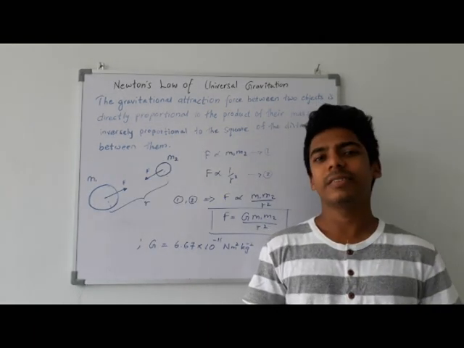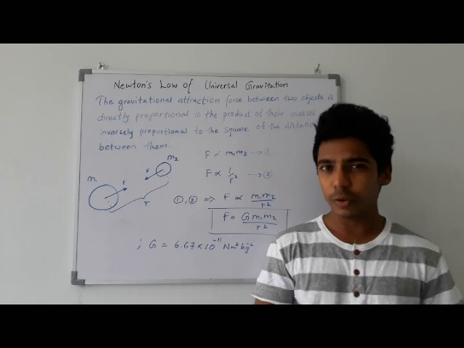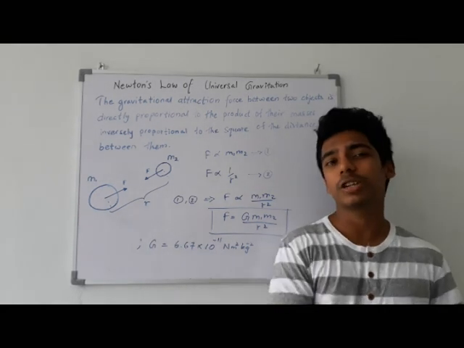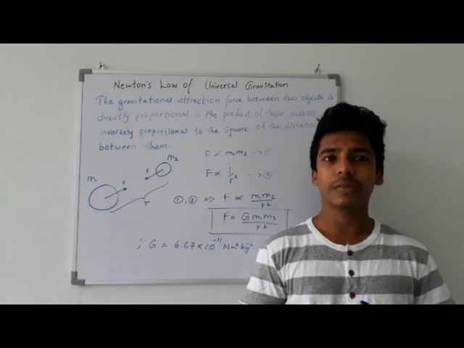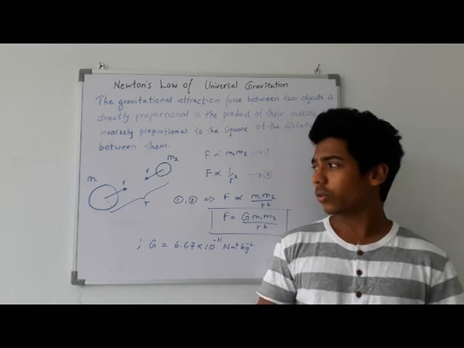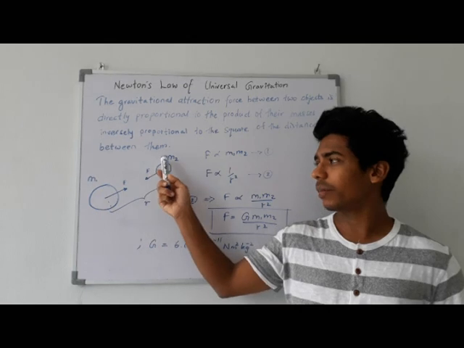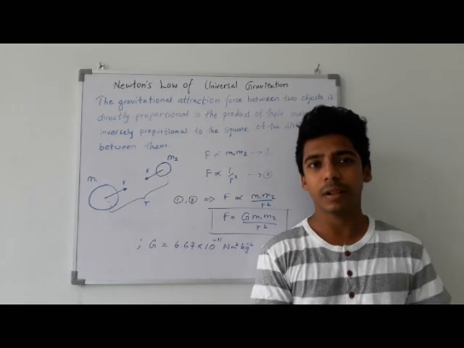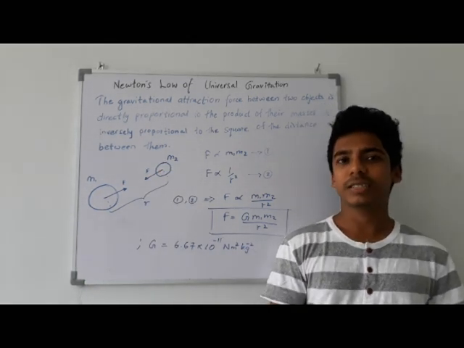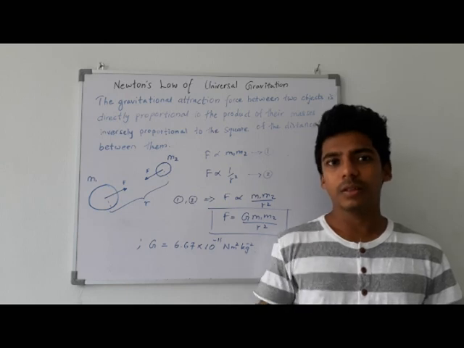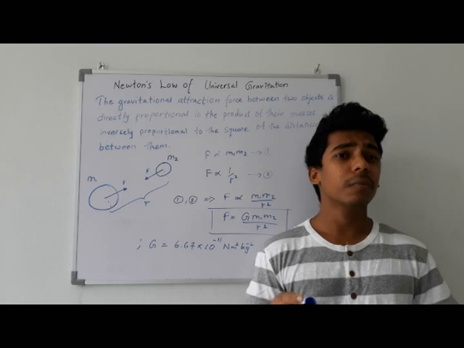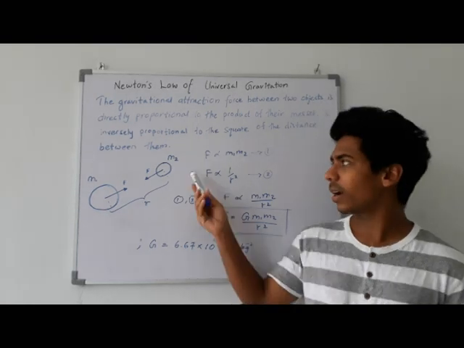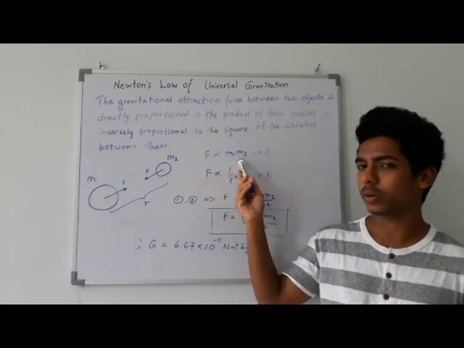Newton's law of gravity says that the gravitational attraction force between two objects is directly proportional to the product of their masses and inversely proportional to the square of the distance between them. Now if I consider two masses m1 and m2 separated by a distance r, the gravitational attraction force between these two objects is directly proportional to the product of their masses. Here product means multiplication, therefore I can write F is proportional to m1 times m2.